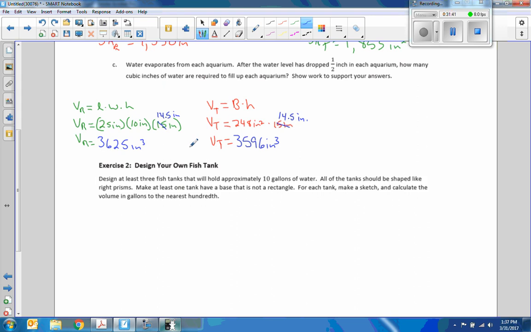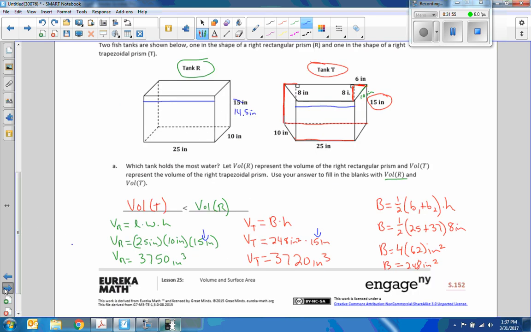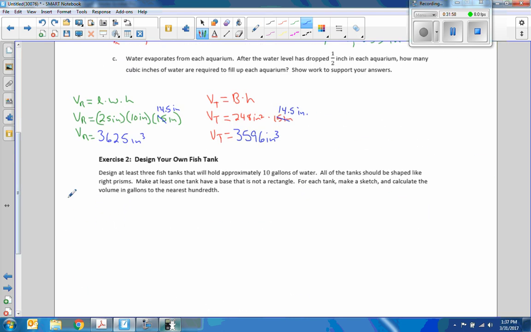So I haven't answered the question. It says how many cubic inches of water are required to fill each aquarium. Okay. So my original, I shouldn't have erased that, I should have written next to it. My original volume was 3,750. And now it's 3,625. So it's 3,750 cubic inches minus 3,625 cubic inches. And that is going to be 75 inches cubed for the rectangle.